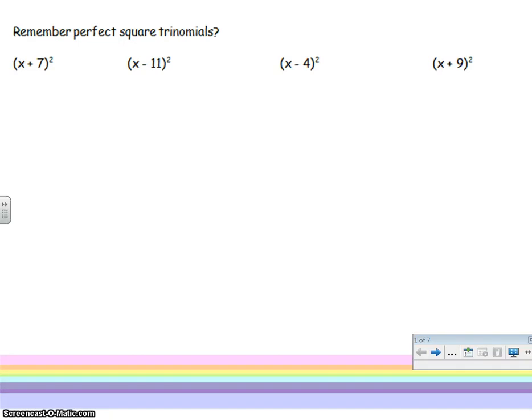Today we are going to do section 10.5, which is completing the square. If we look at these first couple, do we remember how we would multiply these out, or FOIL them out? We see x plus 7, the quantity squared. When we multiply that out, that's going to be x squared plus 14x plus 49, or x plus 7 times x plus 7.